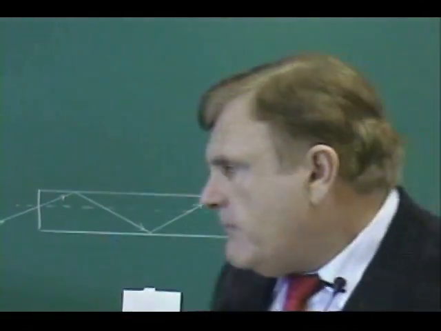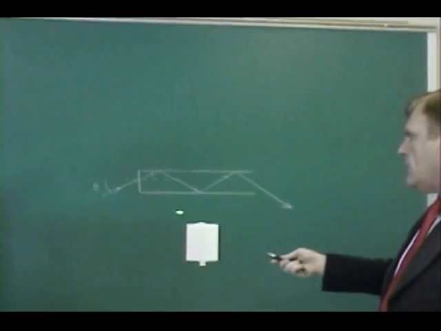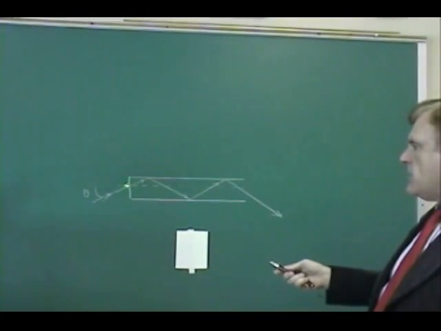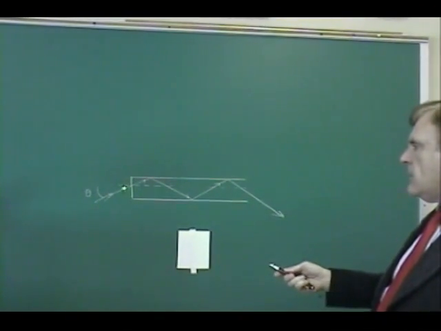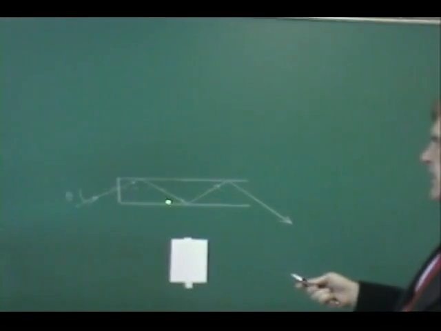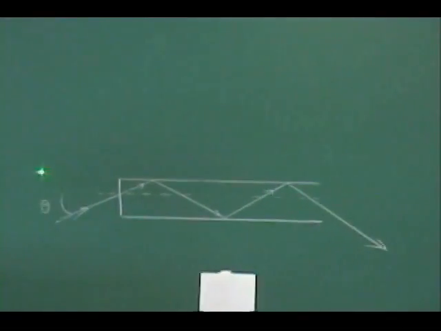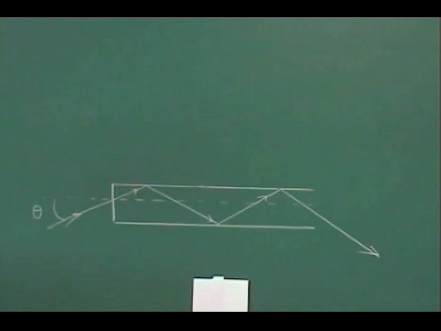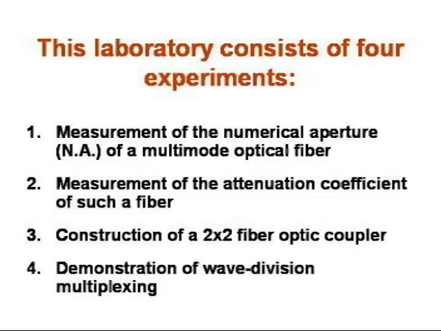Here I have the corresponding drawing, and this angle theta, the maximum angle theta at which our light still will be channeled inside the fiber, is called the acceptance angle. And the sine of this angle is called the numerical aperture of the optical fiber, and our first experiment will deal with measuring this numerical aperture.